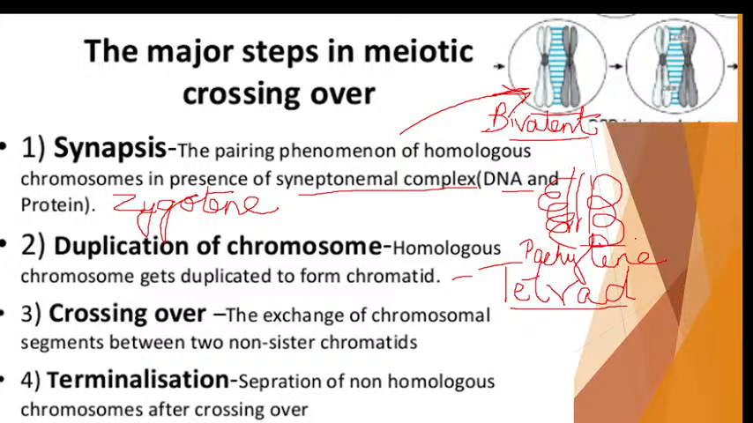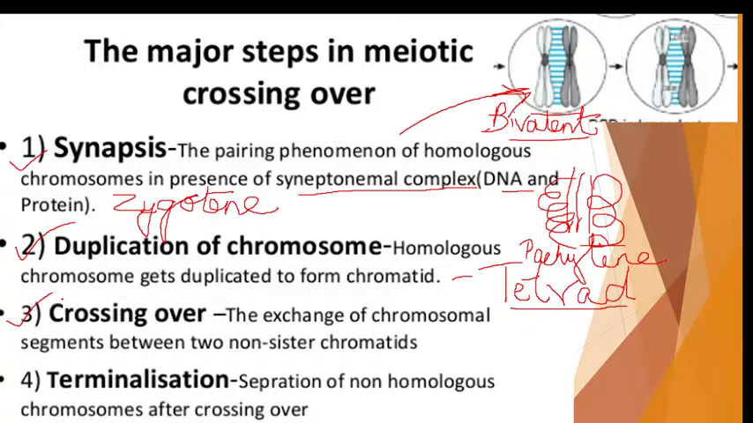And the homologs are still held in position by the synaptonemal complex. Then the third step is crossing over. Synapsis, duplication, crossing over. During crossing over, the synapsis will be maximum. Synapsis is maximum means the synaptonemal complex is formed and the chromosomes lie very close to each other. Now what is going to happen is the exchange of genes.